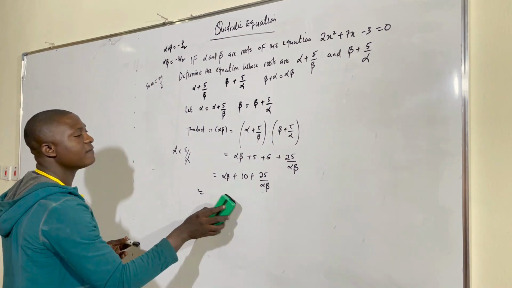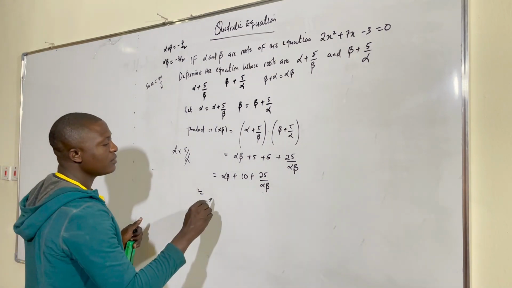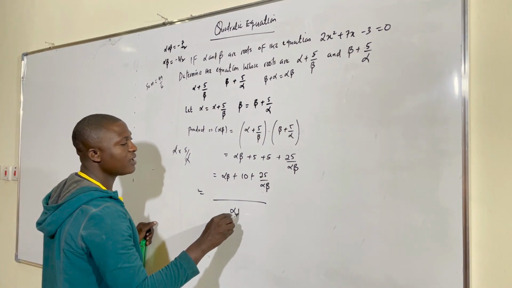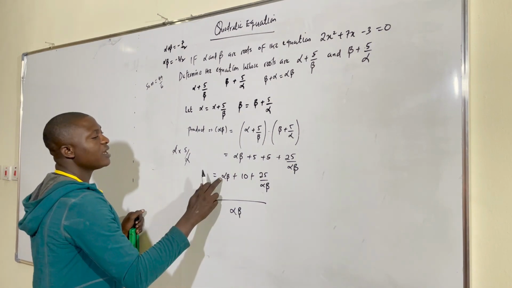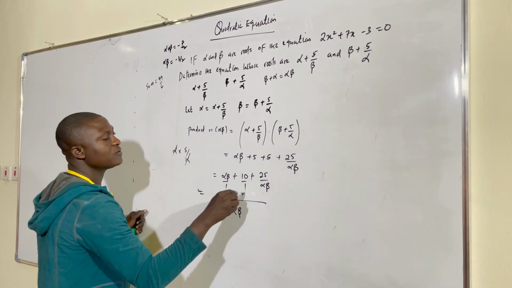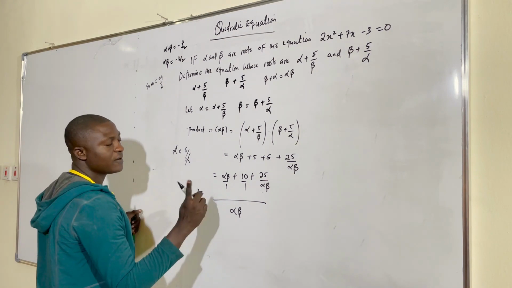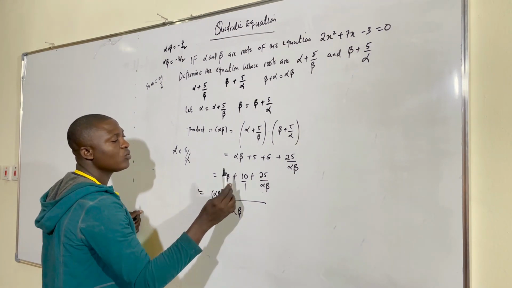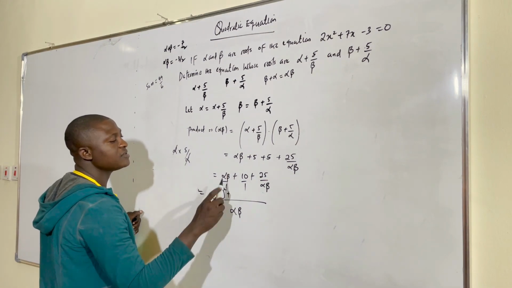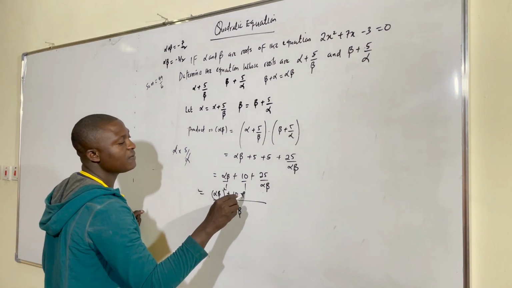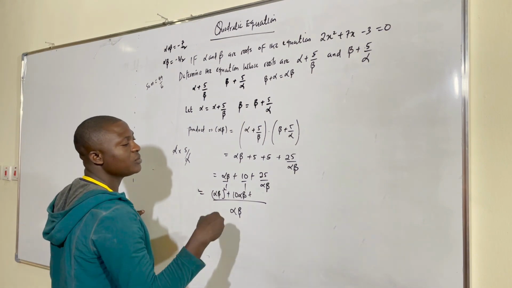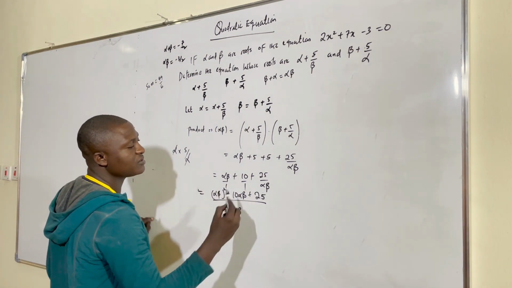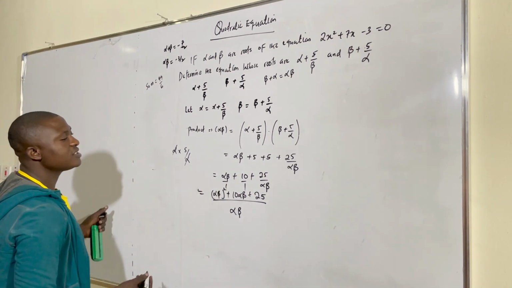From here, I can find my LCM. What's going to be my LCM? My LCM here is going to be alpha beta, right? Alpha is over 1, this over 1 as well. In this we have 1 times alpha beta all squared. 1 in alpha beta, we have alpha beta times 10, and we have 10 alpha beta. In this we have 1 times 25. Anyhow you do it, you are going to get the same result.